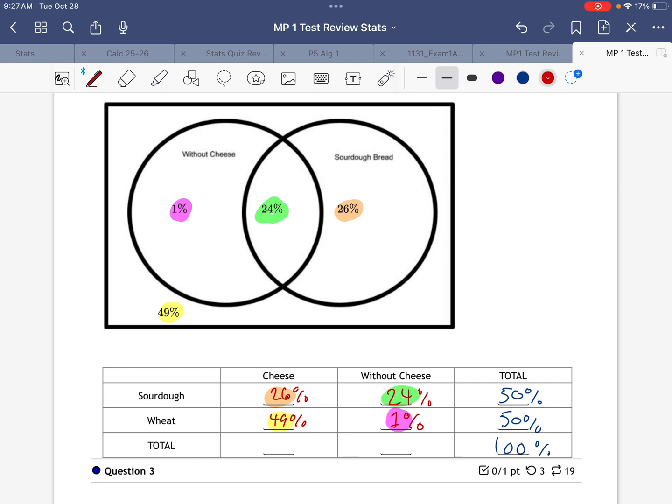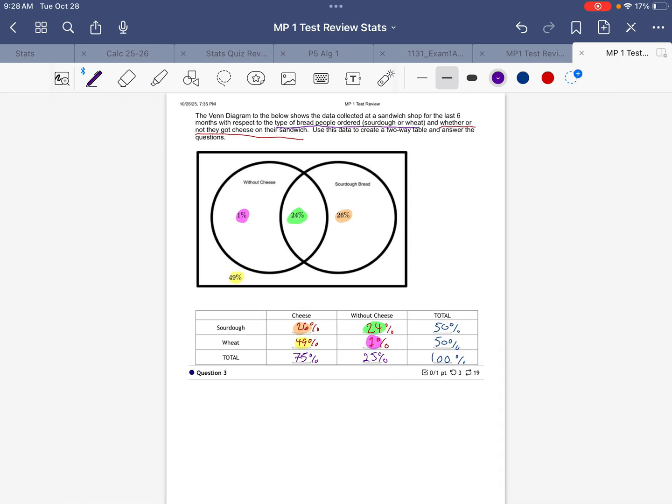And then below, 24% plus 1% is going to be 25%. So 25% were without cheese. And then 26% plus the 49% is 75%. Which again, I wrote that percent strange, but the 25% plus 75% gets us to 100%.